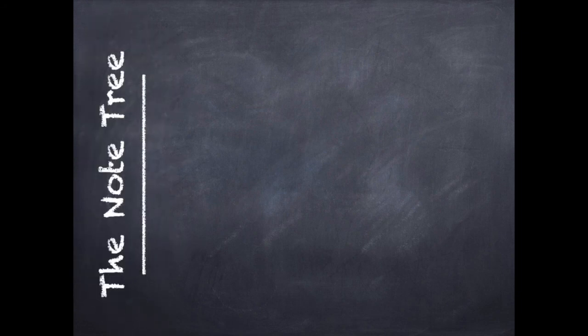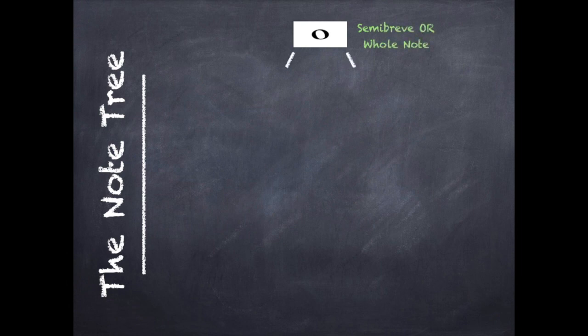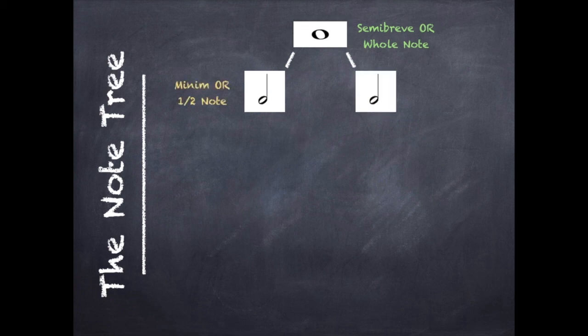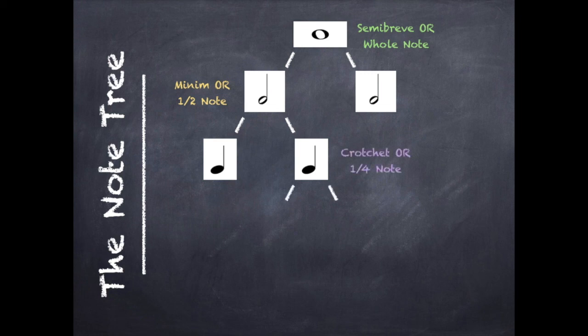At the top of our tree we have a semibreve or a whole note, which is worth 4 beats. At the next stage down we have a minim or a half note, which is worth 2 beats. The next stage down we have a crotchet or a quarter note, which is worth 1 beat. The next stage down is a quaver or an eighth note, which is worth half a beat.